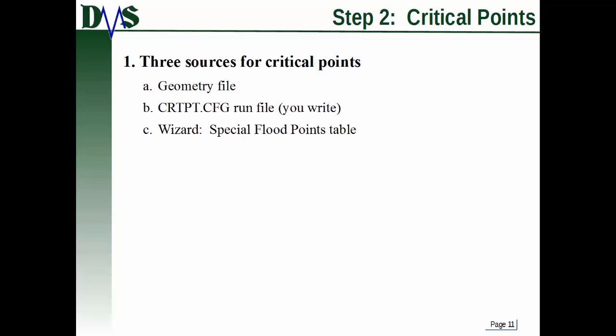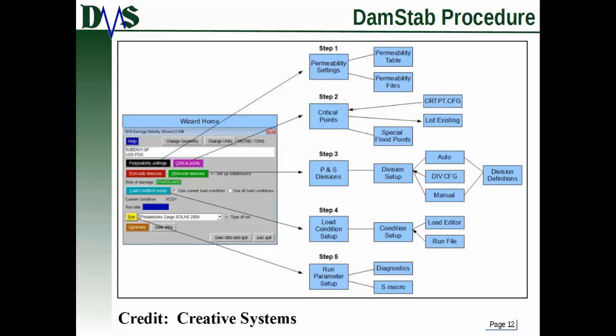You can also add in a critpoint.cfg run file. That's something you run, or you write yourself, but it actually has to be named critpoint.cfg. Or you can use the wizard to create a special flood points table. So when you click the crit points button, these options will appear, and there will be a wizard menu there that you can actually click and type in critical point information. Right. So now you've done that.